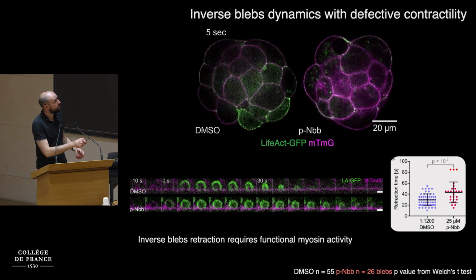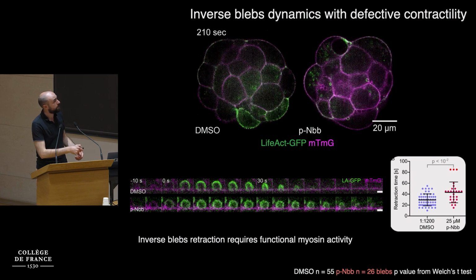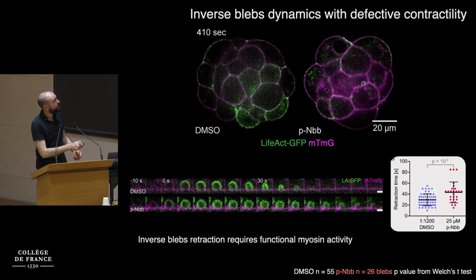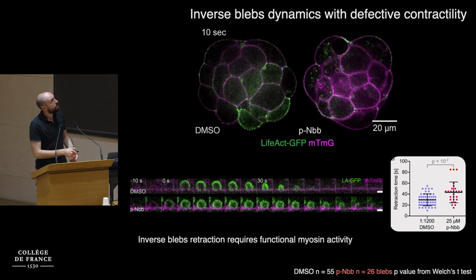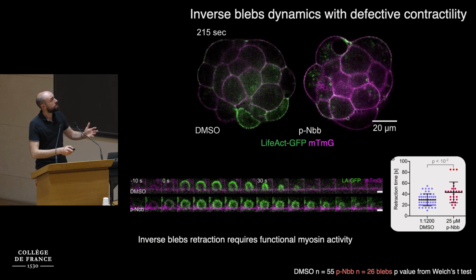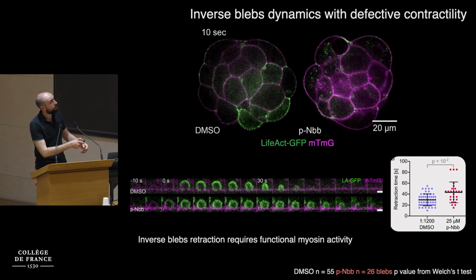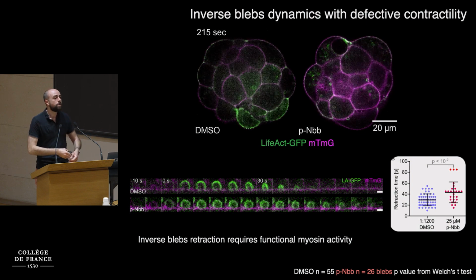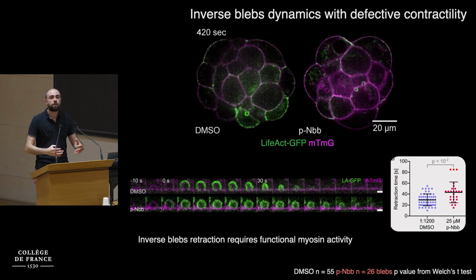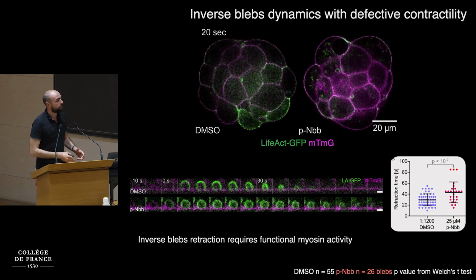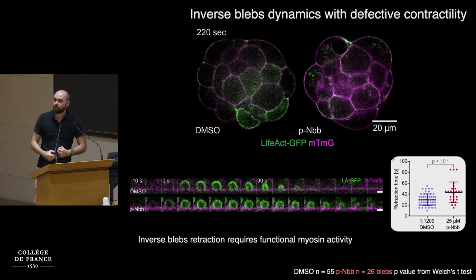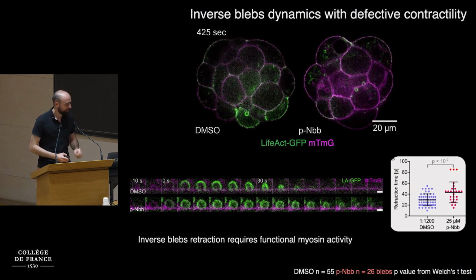The DMSO control takes about 40 seconds to retract. The blebbistatin-treated ones take a bit longer. We also occasionally see, but this is very sporadic, we don't have a way to control it, we also sometimes see those kinds of objects inside the cells, which might be blebs which did not retract properly. So you might want to have this retraction happening, otherwise something bad might happen.